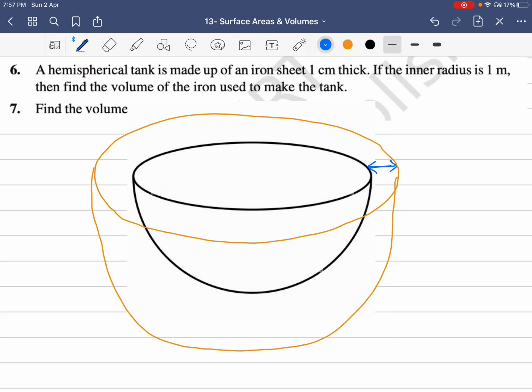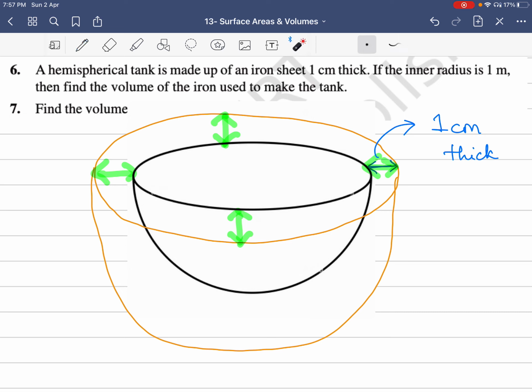This thing I'm going to mark with a highlighter. This is 1 centimeter thick. Of course I have exaggerated it a lot, just zoomed in a lot, but this thing is 1 centimeter thick. Let me make a note of that. So this is a 1 centimeter thick iron sheet. Try to visualize: this is our hemispherical tank, the actual figure, and the part I have constructed in orange is just the 1 centimeter thick iron sheet. So this whole thing is basically 1 centimeter thick iron.